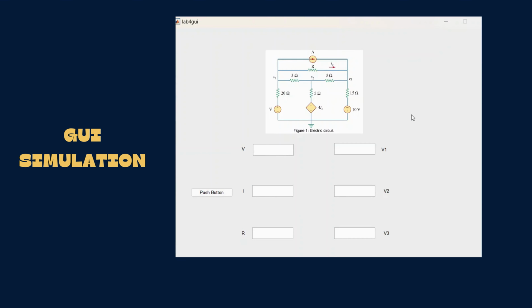As you can see here, this is our design for the GUI, and we chose one push button and 6 edit texts to represent voltage, current, resistor, V1, V2, and V3. First, we need to declare the values of voltage, current, and resistor, and our group chose 10 volts, 10 amperes, and 10 ohms. Then we click the push button to run, and we get the answer: V1 is negative 31.64, V2 is negative 12.79, and V3 is 9.84.